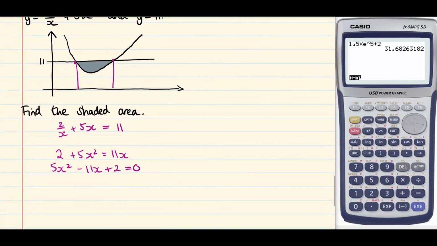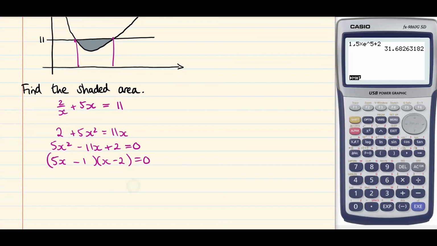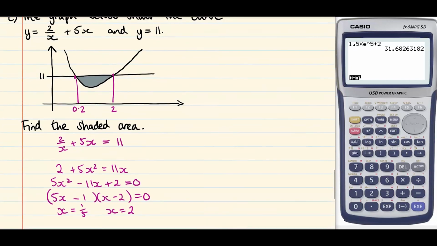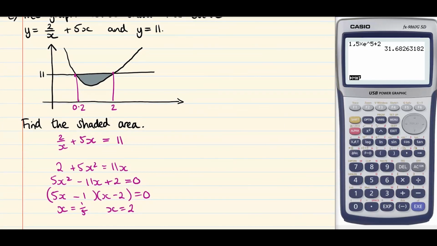And then we'll go ahead and try and solve that. You can use your calculator to help you out there, I guess. But it's a straightforward factorization there. So x is equal to 1/5 and x is equal to 2. So that is 0.2 up to 2. Okay, now let's integrate it. So we have the integral between 0.2 and 2 of 2 over x plus 5x.